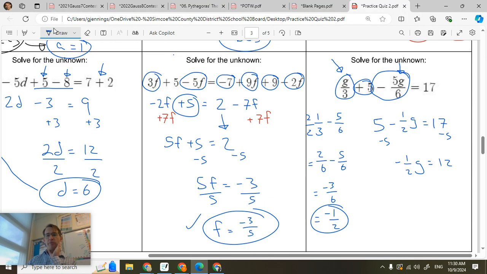What's the opposite of multiplying by -1/2? Divide by -1/2. And what is divide by -1/2? It's multiply by something. Remember this trick? Multiply by -2. You just flip the fraction and multiply.